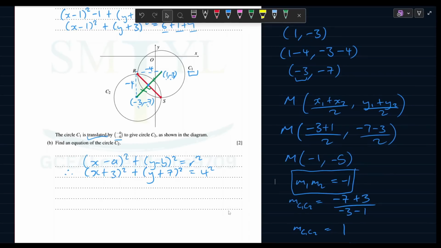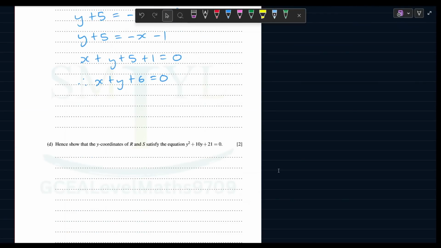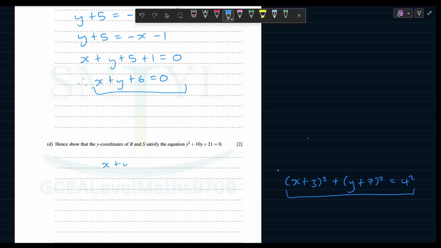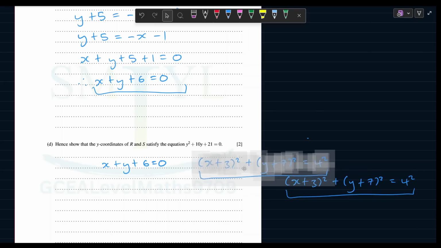So we'll use this equation for the circle with center C2, so this one here. We're going to use that. Let me copy that, and then we'll bring it down there. Okay. And then we are saying we're solving for the point of intersection between this equation as well as this equation. So x plus y plus 6 is equal to 0. Let me just move this a little closer.